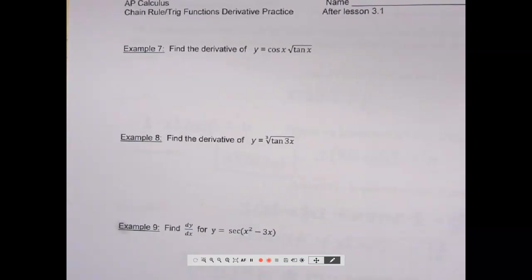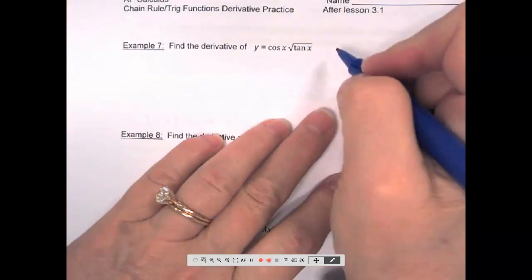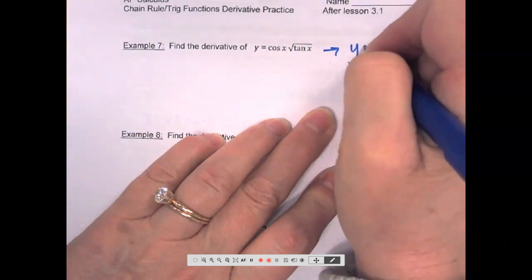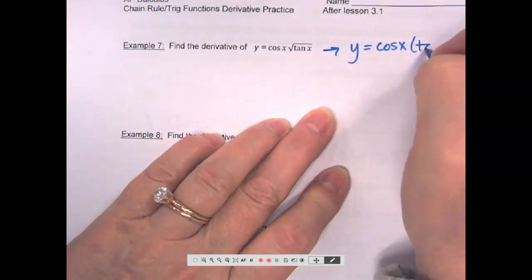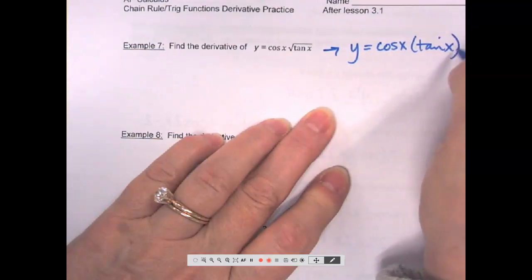Next, cosine x square root tangent x. Would you rewrite it? Yeah, I would. Y equals cosine x tangent x to the 1/2.